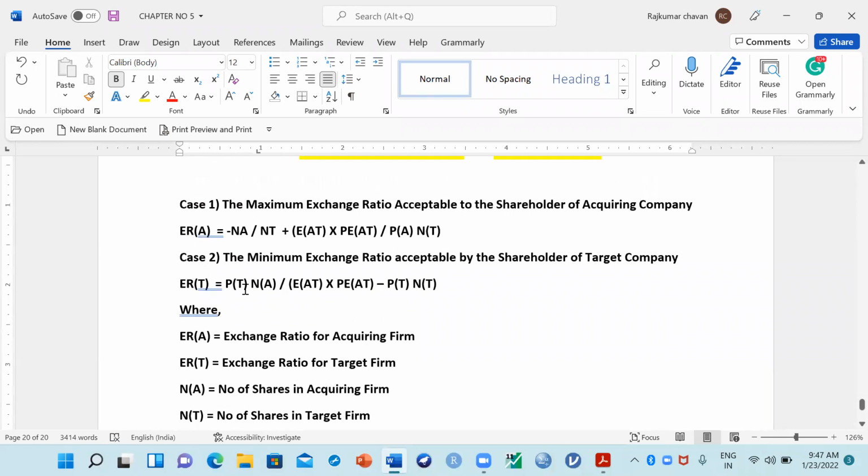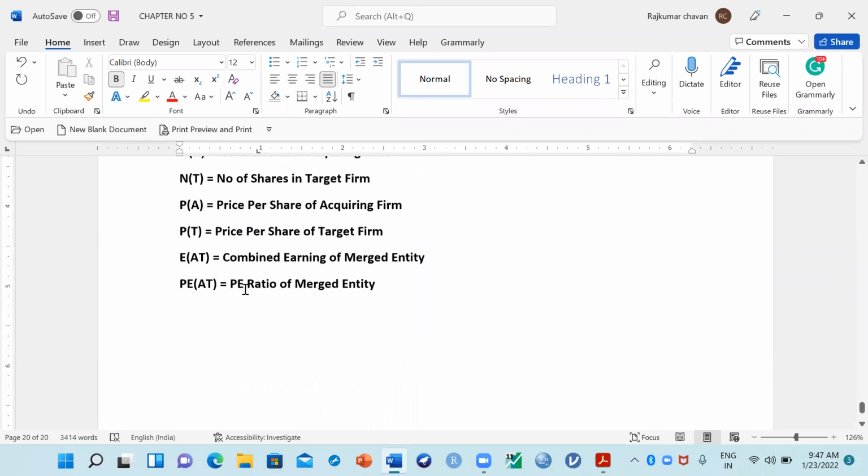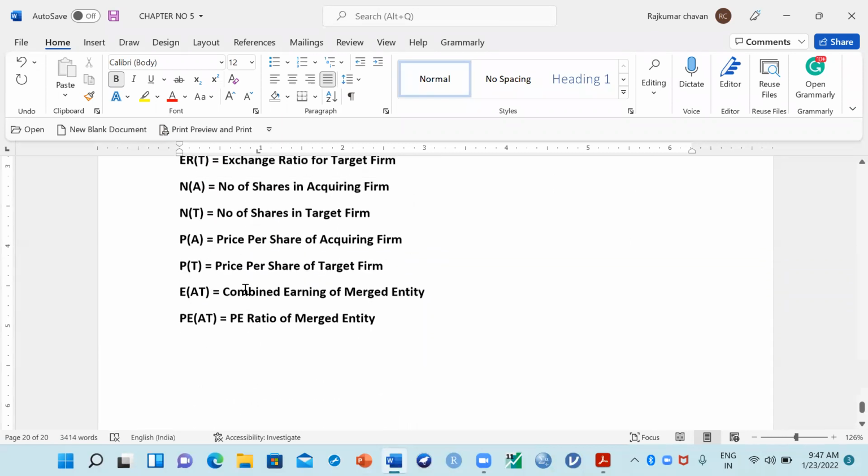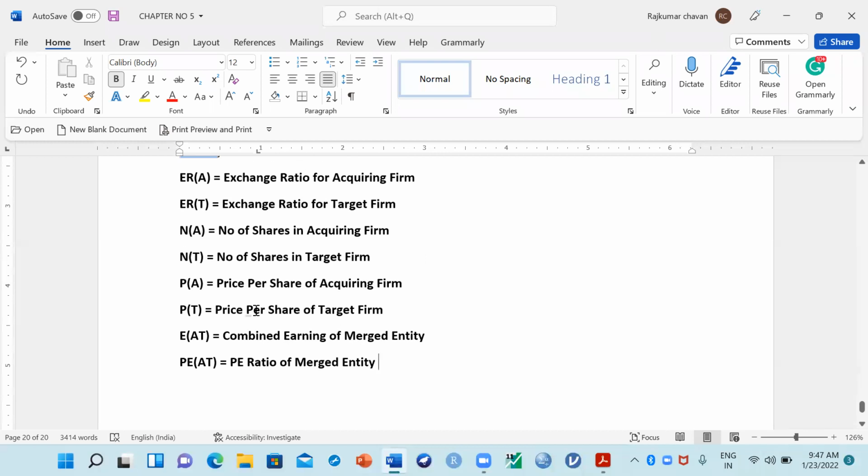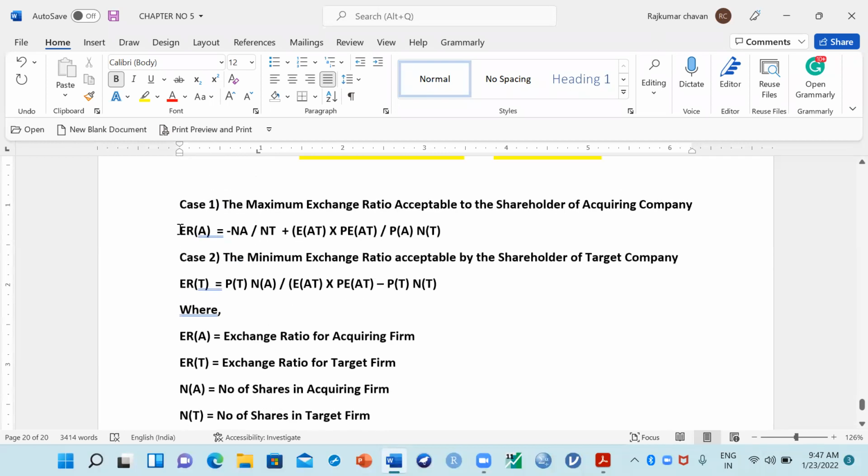PE is nothing but the P ratio of what? Merged entity. So these are the total abbreviations we can say of these particular formulas, for both the cases when a minimum and maximum exchange ratio is given. Maximum is for the acquiring company and minimum is for the target company.